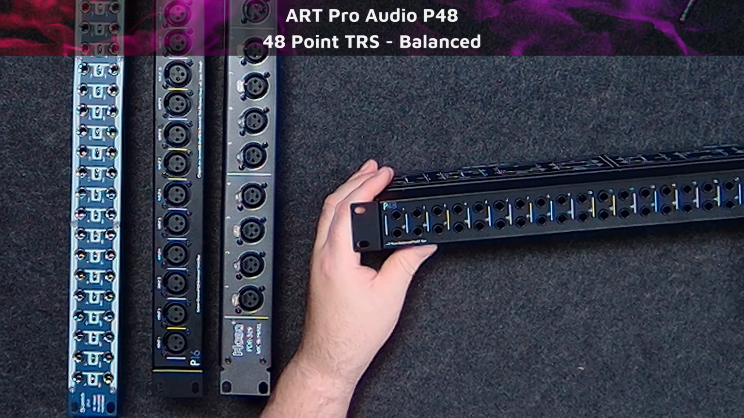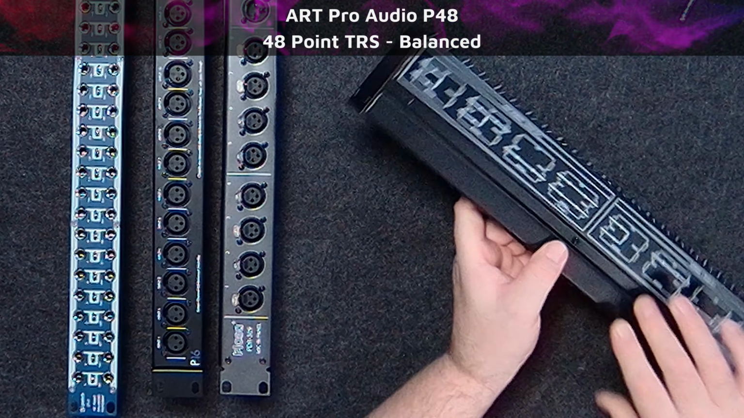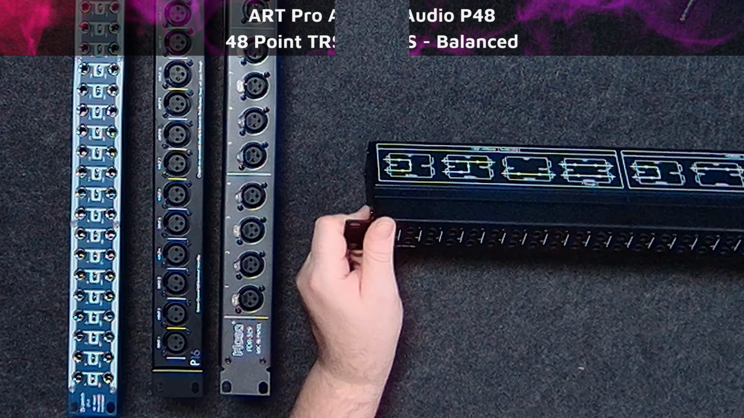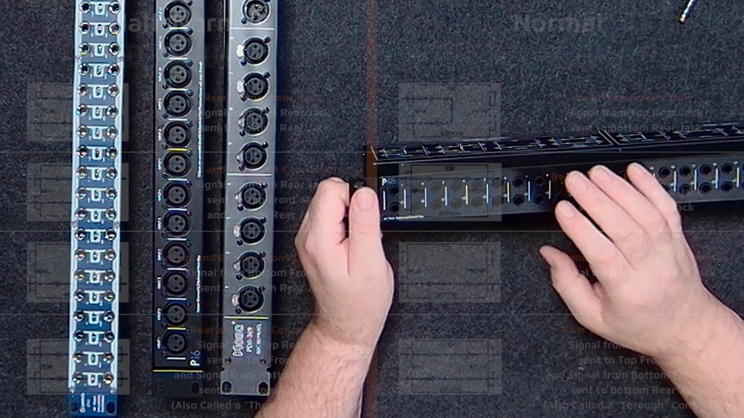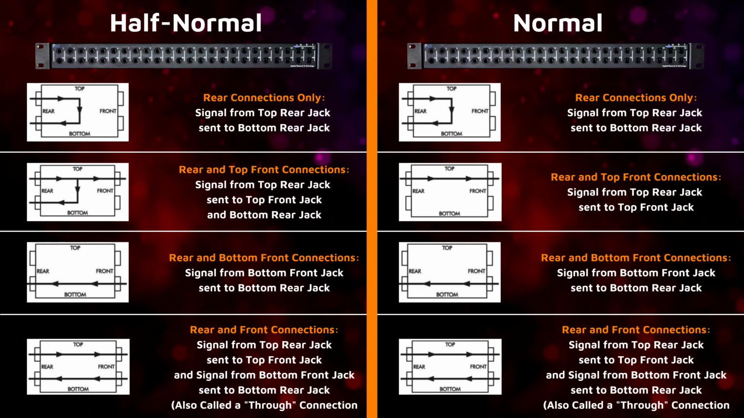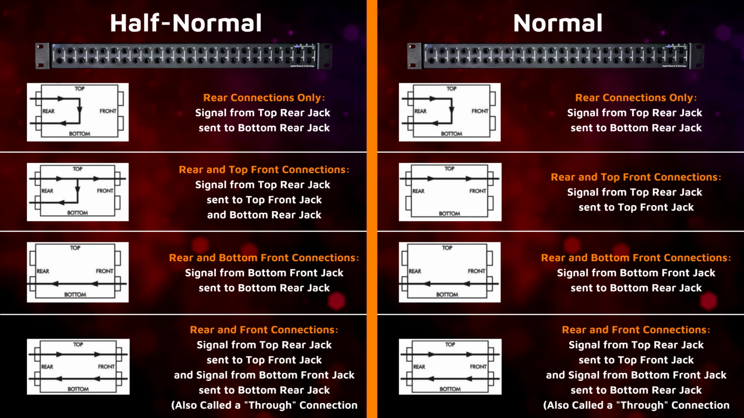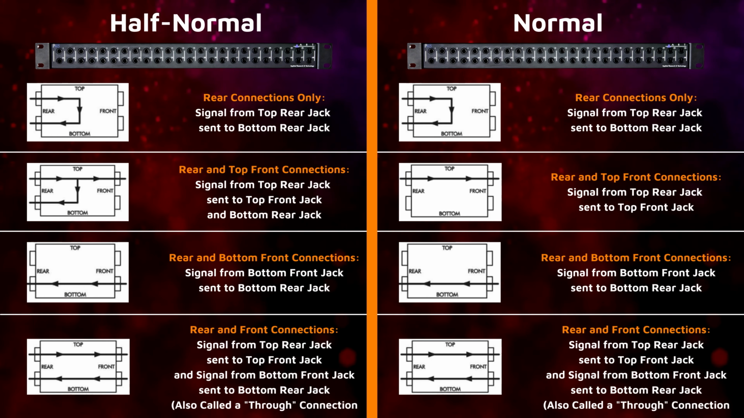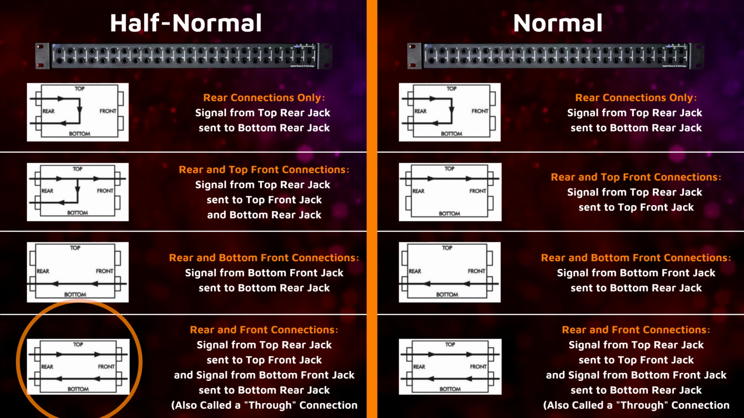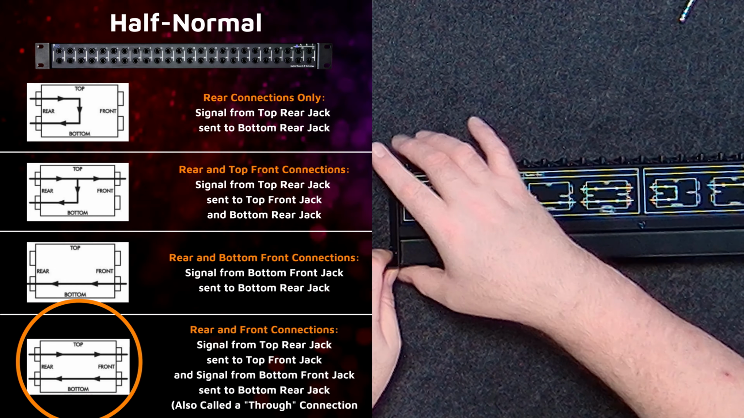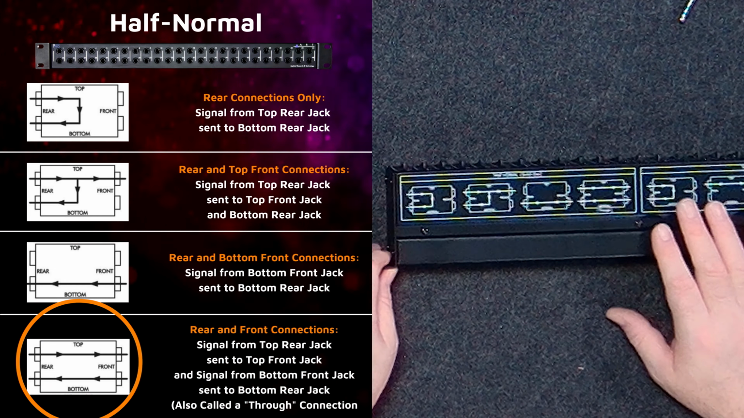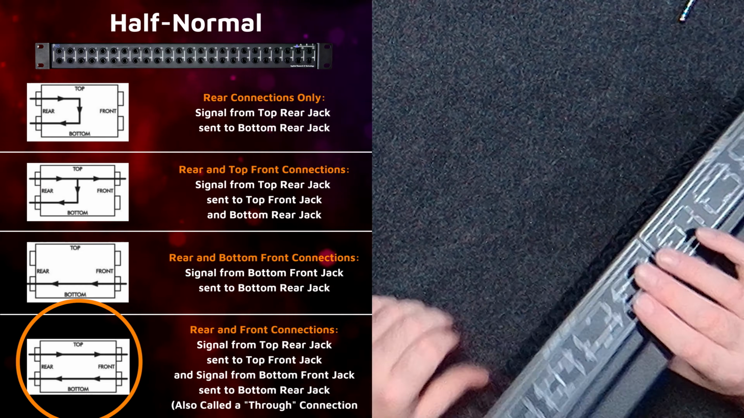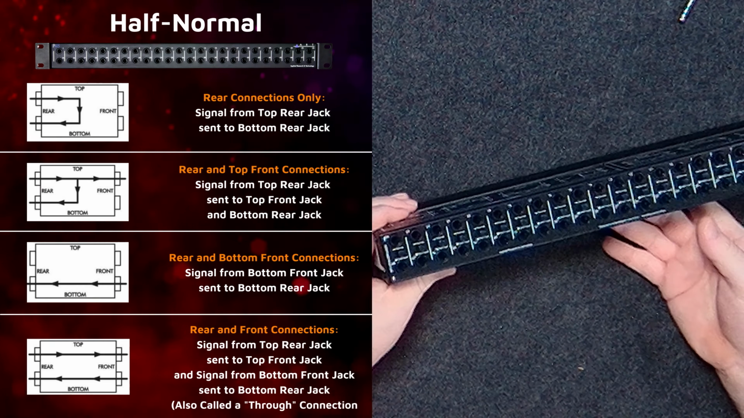And here again, I have 48 patch points at the front with a corresponding 48 at the back. Now, this particular unit has two modes. It has half normal and regular full normal, and so no dedicated through mode. As we saw earlier, of course, we can end up with through by having two cables plugged in front and back in any of the modes. But here again, we get half normal and normal. I won't go through the connections again because we looked at them already with the Behringer.